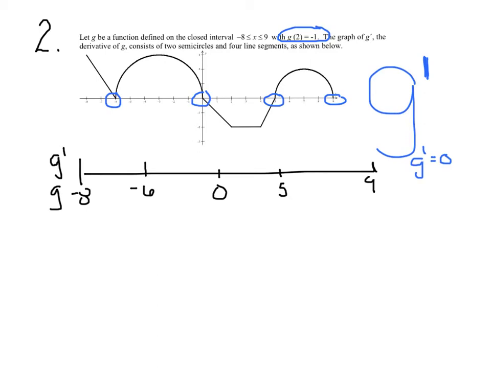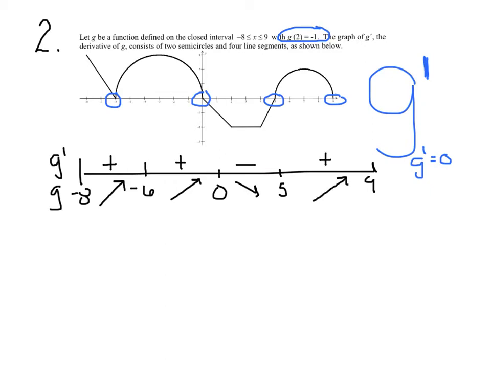Okay, now I'm literally looking to see the values of g prime. Okay, it says g prime, so I'm looking at g prime. And between -8 and -6, I'm above the x-axis, so g prime is positive, which tells me g is increasing. Between -6 and 0, I'm above the x-axis, so g is increasing. Between 0 and 3, I'm below the x-axis, so g is decreasing. And from 5 to 9, g prime's above, therefore g is increasing.